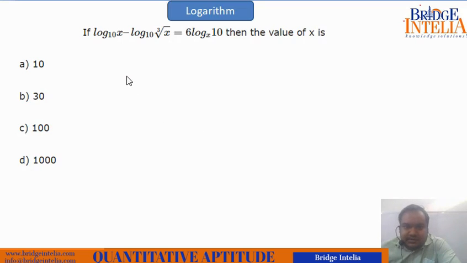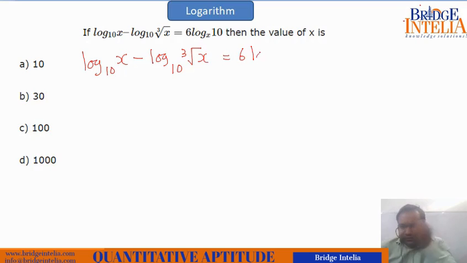So dear students, here is the next question before us. This again is a very good and in fact a tricky one. So let's see, what is given to us? It is given to us that log to the base 10 of x minus log to the base 10 of cube root of x is equal to 6 times of log 10 to the base x. So this is given. Now you see, on one hand, on this side both the bases are same, both the bases are 10, but here it is not the case. So what to do?